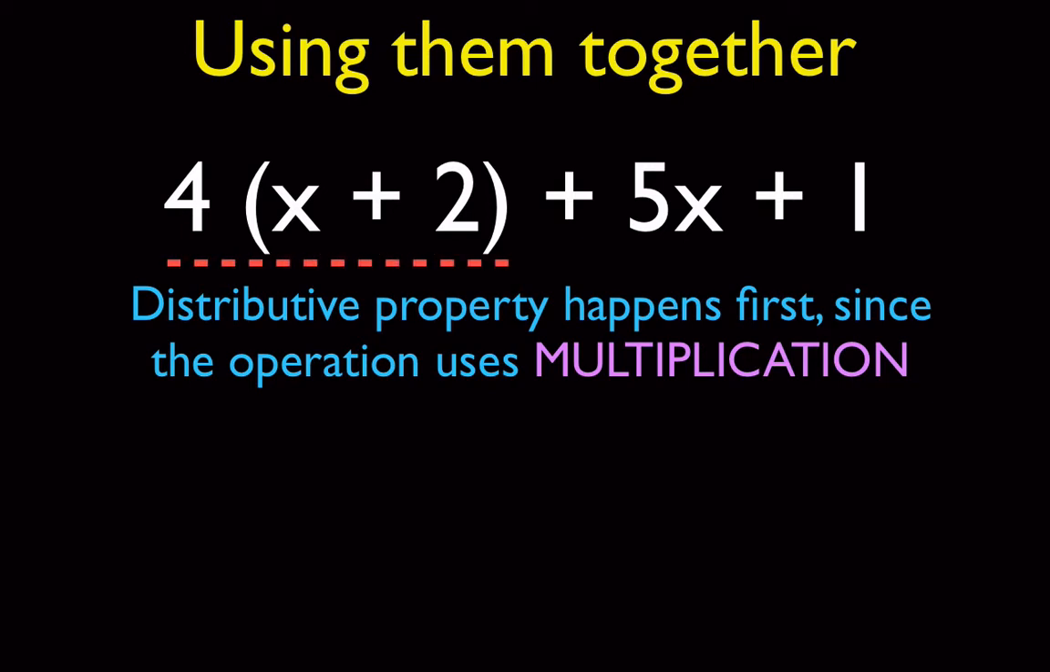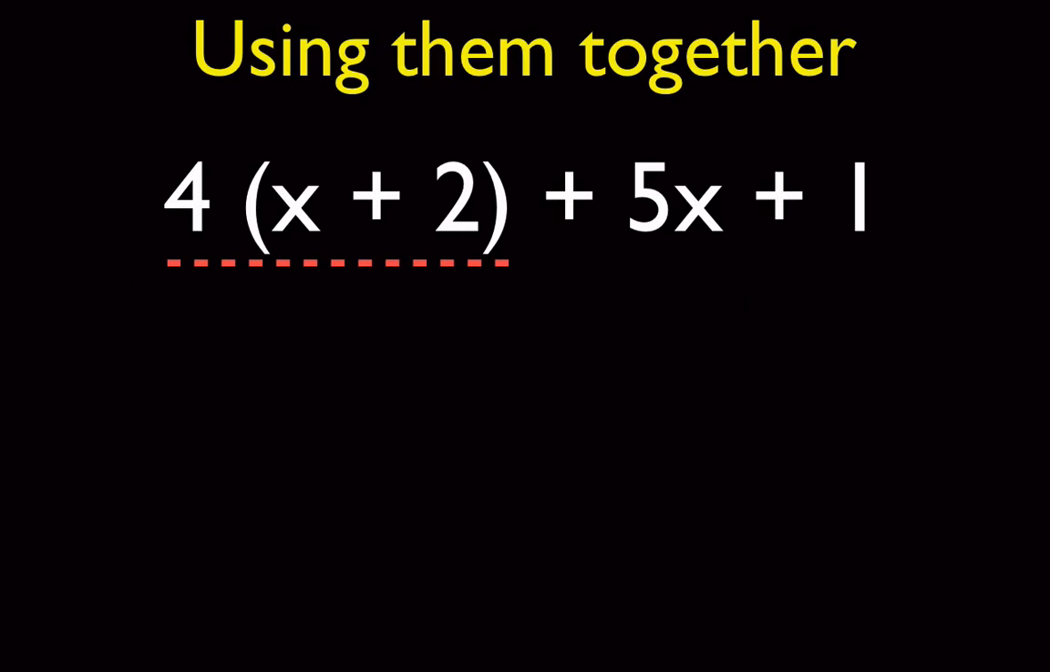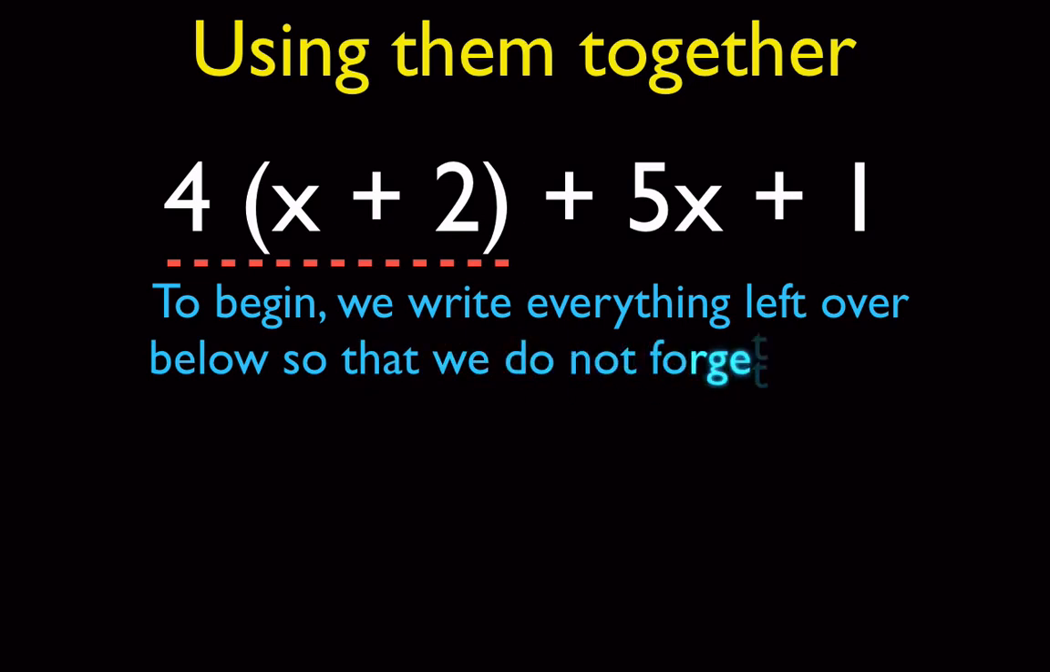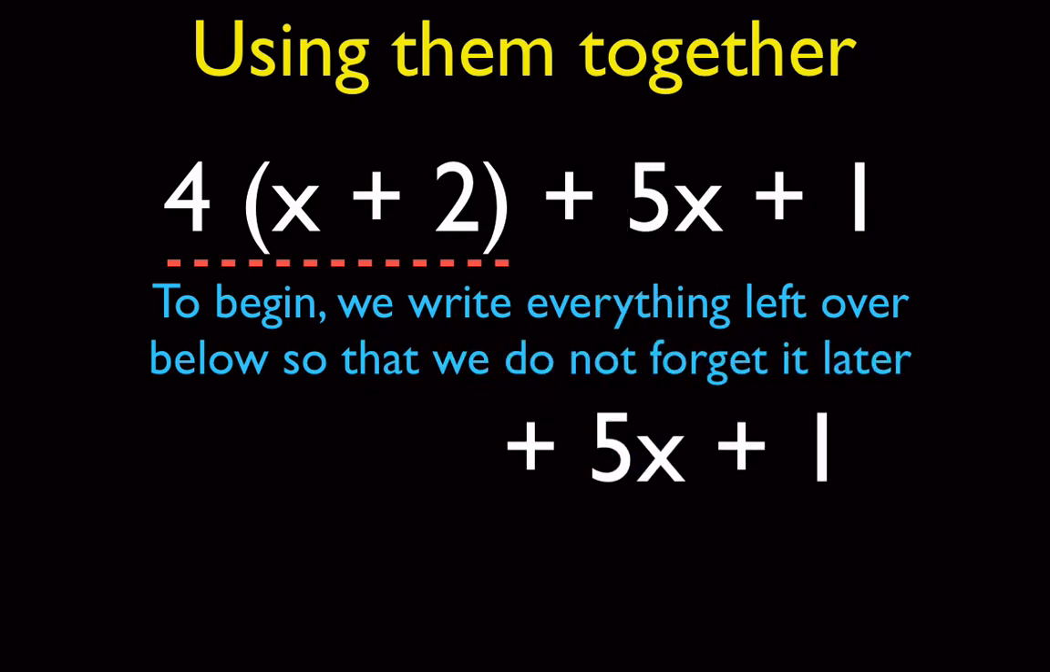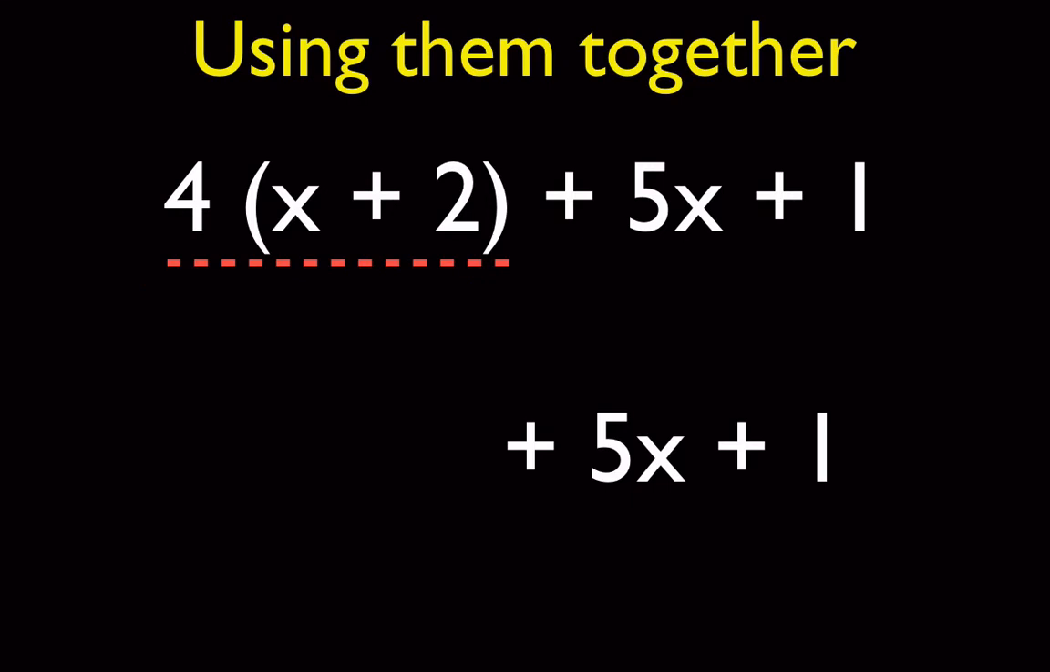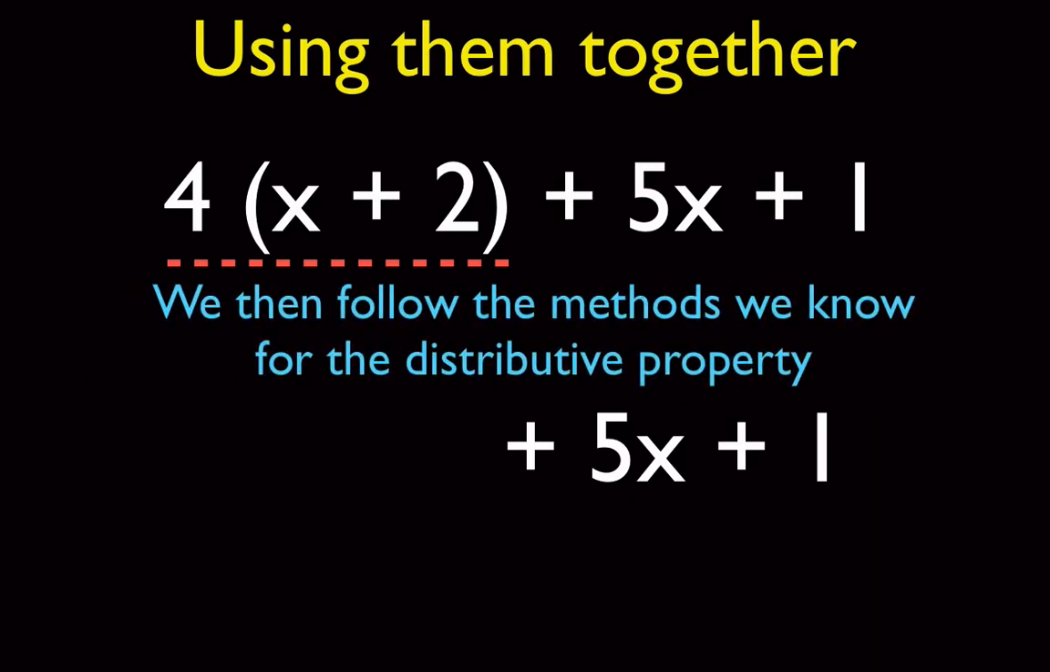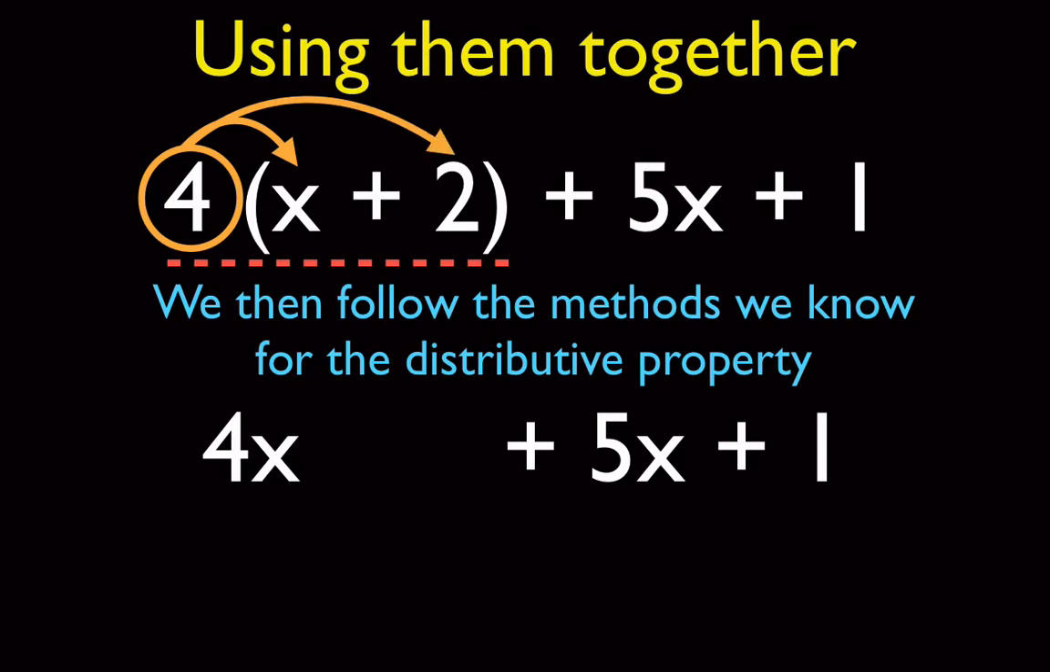Okay, so what I like to do at this point, just like I used to teach my students in order of operations, is everything that's left over needs to be written down below. The main reason for that is so we don't forget it. Now we're going to apply what we know about the distributive property. We're going to circle the outside number and multiply it by each of the pieces inside. 4 times x is 4x, and 4 times 2 is 8.